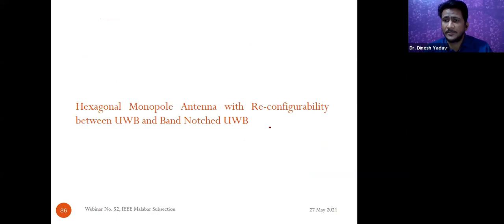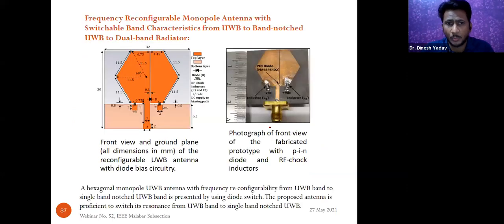Now, the last work which we have done was with the 3 diodes. This is the initial work of my PhD, but what is the complexity over there? We found that we are using 3 diodes, 3 inductors, wires and lots of things. Why can't we do this with one diode only? So we reworked on that, and we came out with a solution and published it in a good international conference. This antenna gives you the resonance shifting from the entire UWB band to the band notch, but here we are using only one diode.